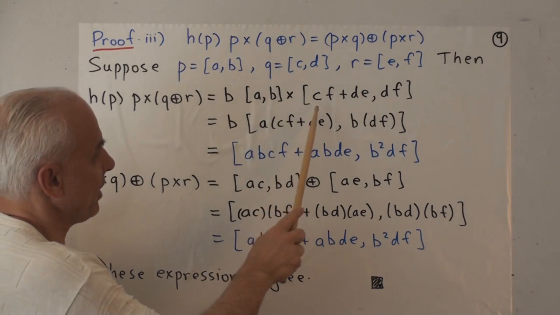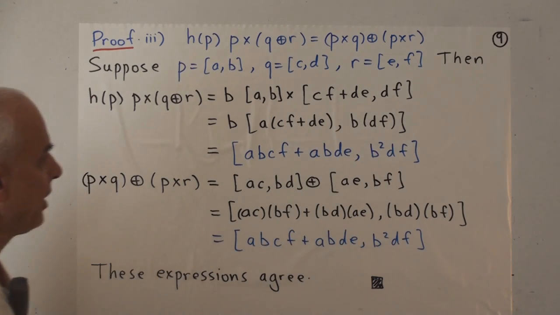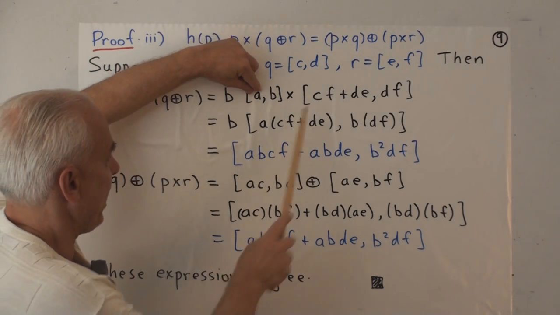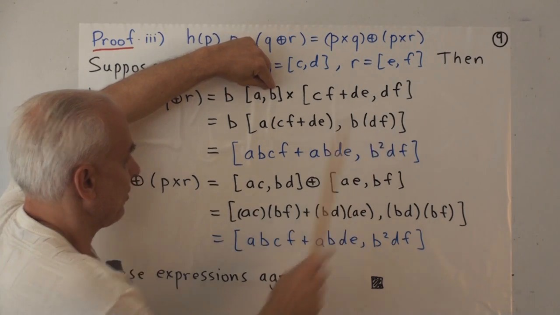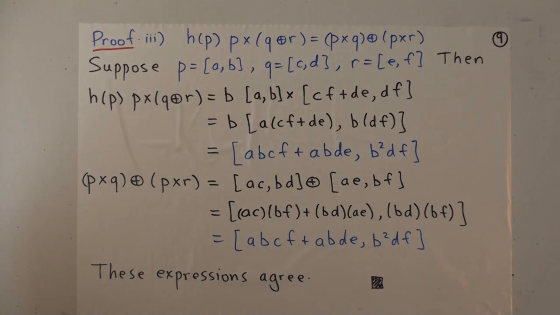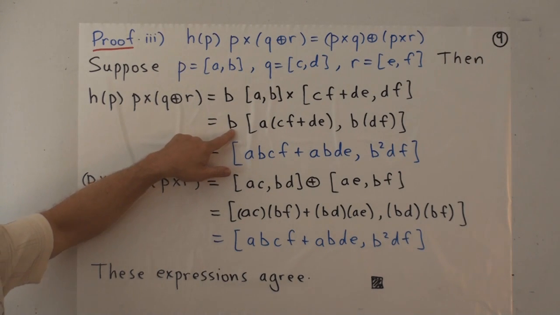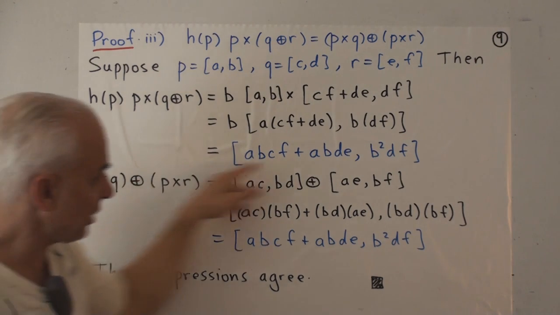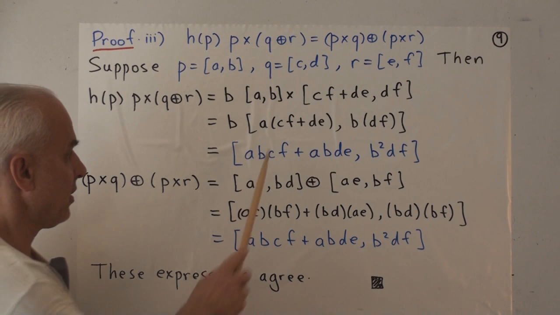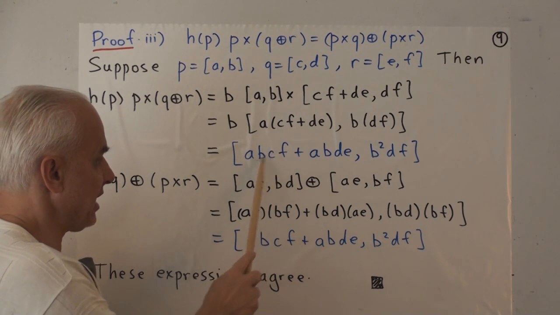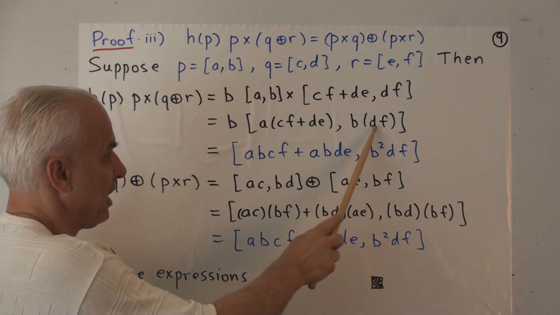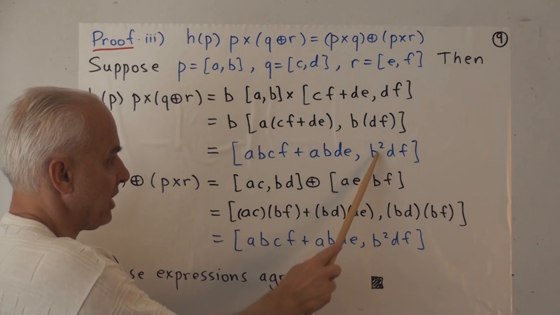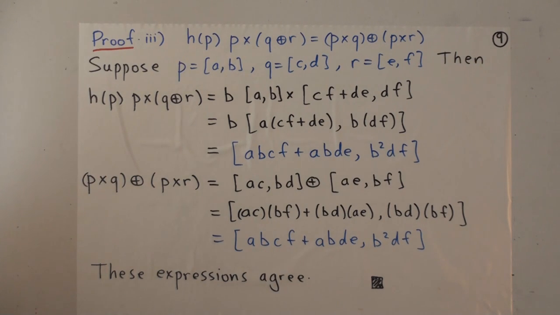All right, and this thing times this thing here. Well, we just multiply the A times this entry here, and then the B times this entry here. And we have to multiply all of that by B, and that means we have to multiply both terms by B. So I'll expand things out. So here there's an ACF with a B, and here's an ADE with a B. Here there's a BDF with another B, means B squared DF. So that's the left-hand side.